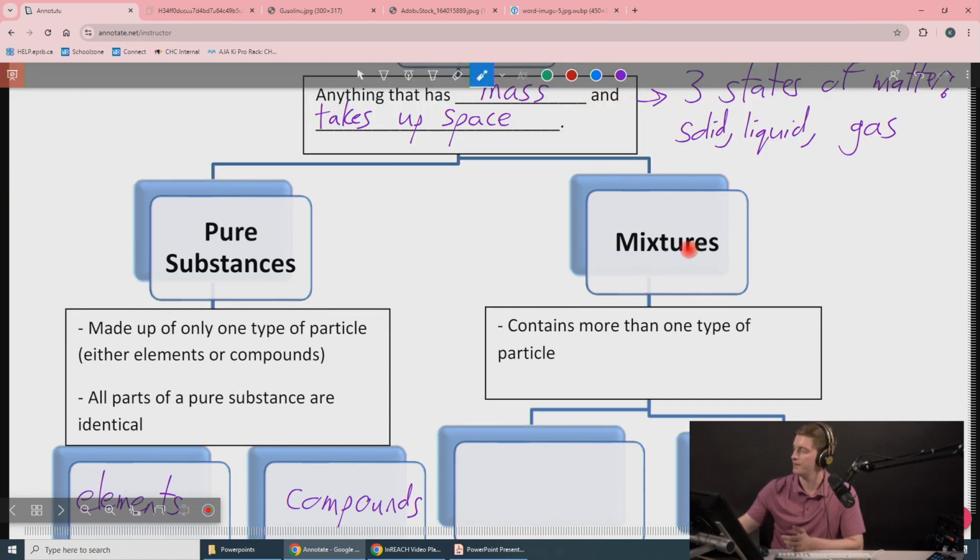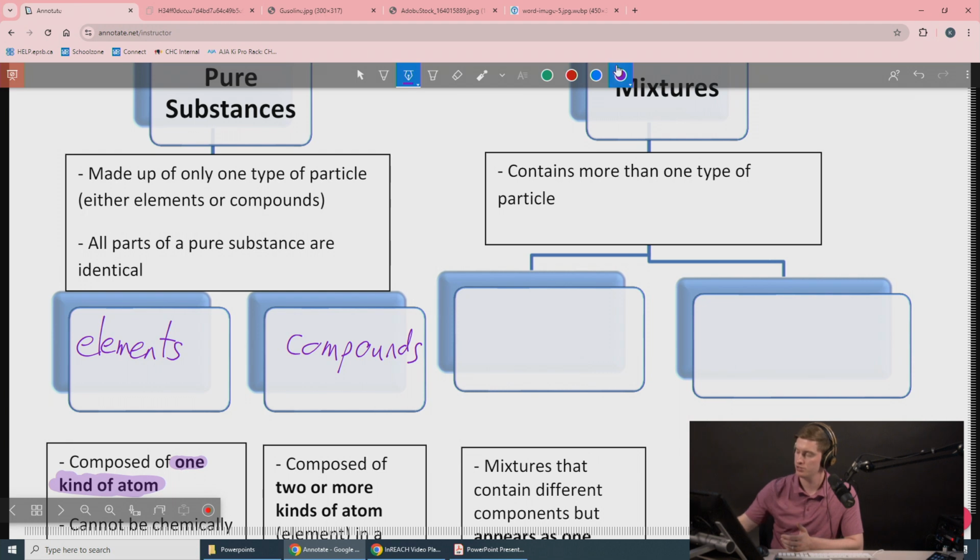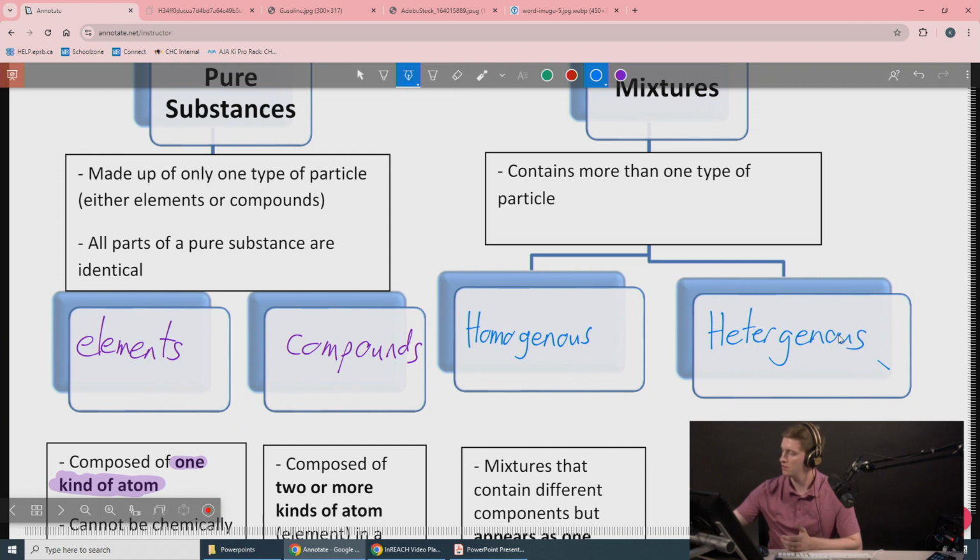On the other side of this organizer here, we have mixtures. Mixtures contain more than one type of particle, so they're going to have more than one type of element, more than one type of compound. We've got homogeneous mixtures, and we have heterogeneous mixtures. Homogeneous and heterogeneous. Missed an O in heterogeneous. There we go. Just sneak that in there.